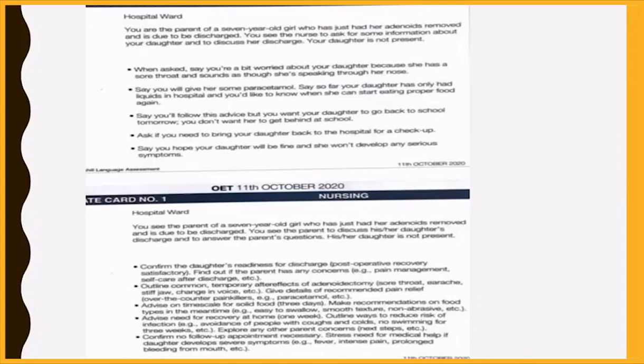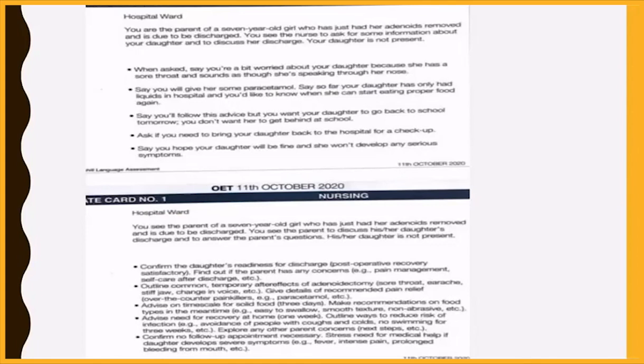Then I'll say, oh, yeah, actually, if you ask me, I'm a bit worried about my daughter because she says she has a sore throat. And when she speaks, it sounds as though she's speaking from her nose. So actually, these are matters that are really worrying me. Say first.